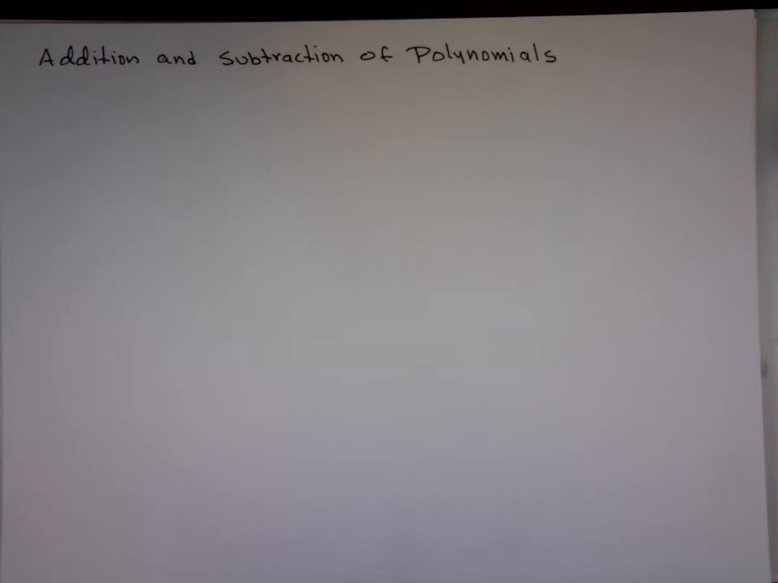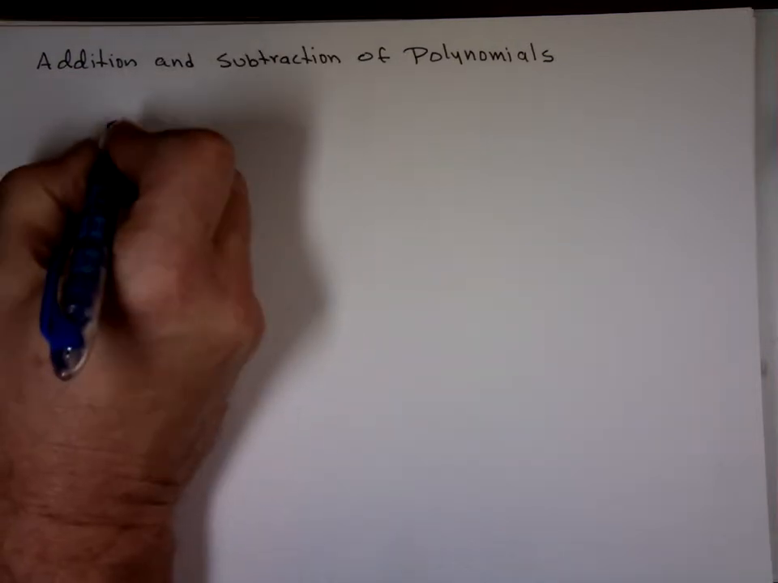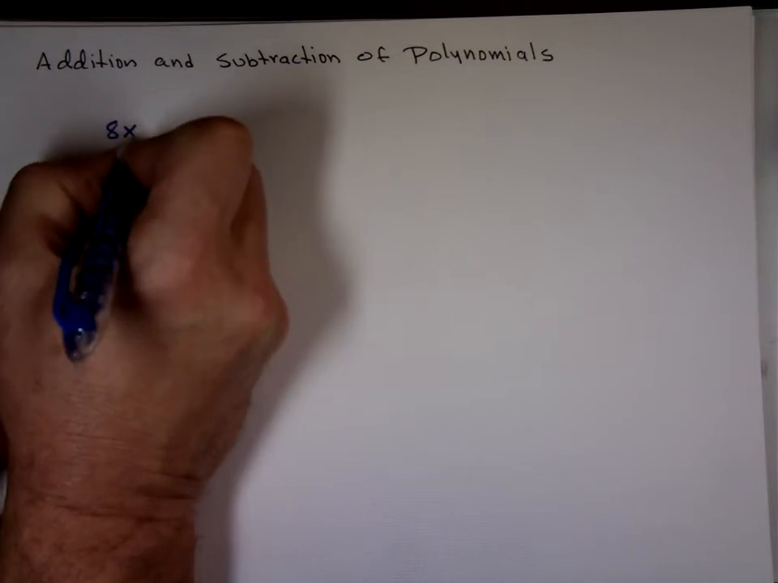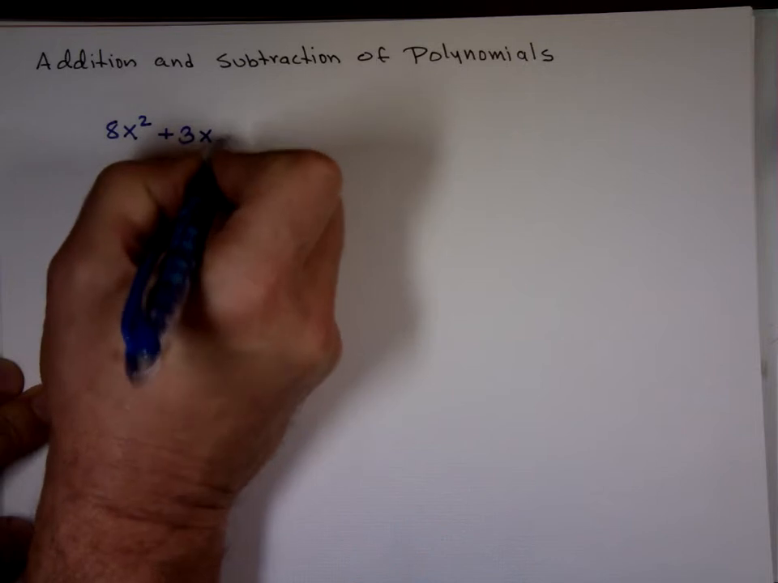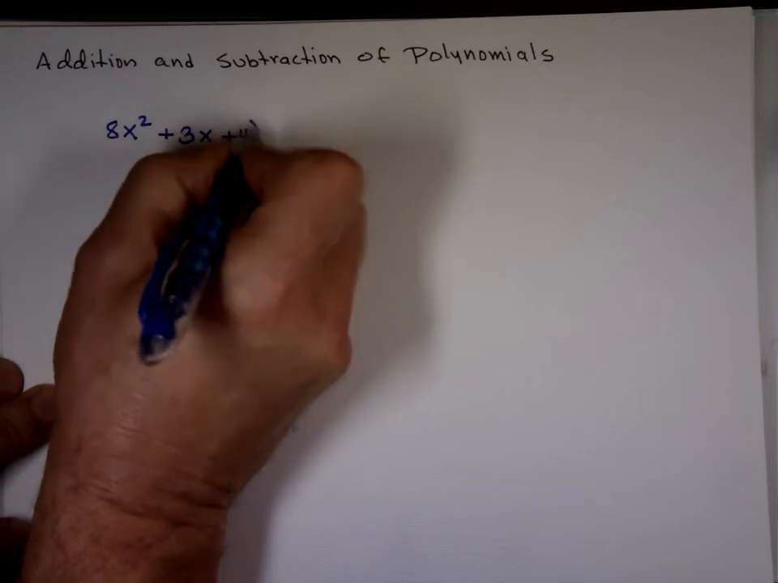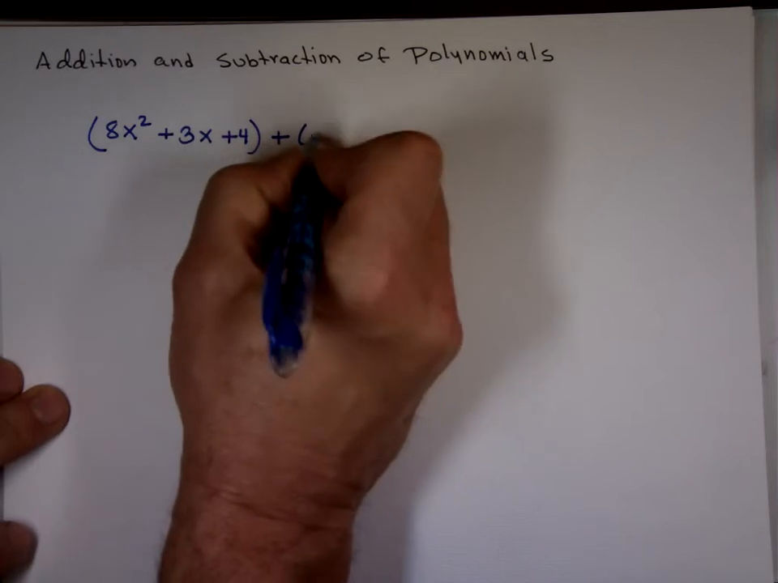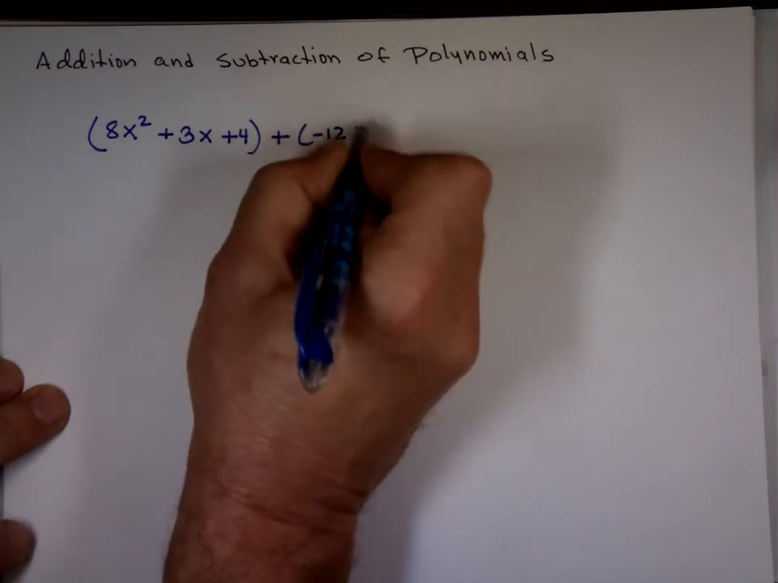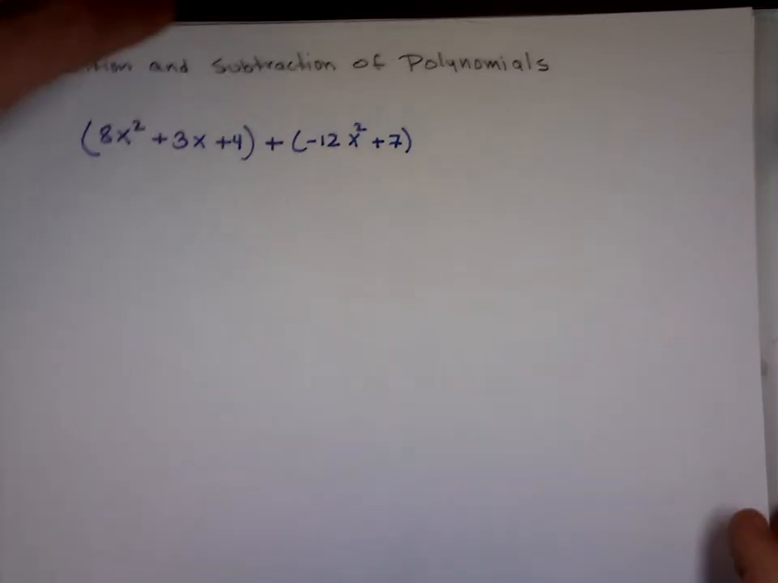So we're adding and subtracting polynomials. Let's assume we got this example, 8x squared plus 3x plus 4, and you want to add to it negative 12x squared plus 7.